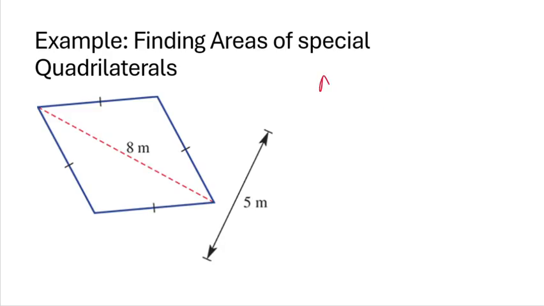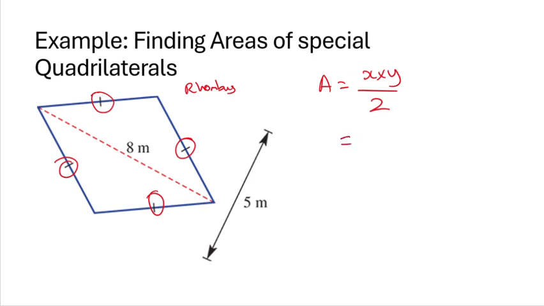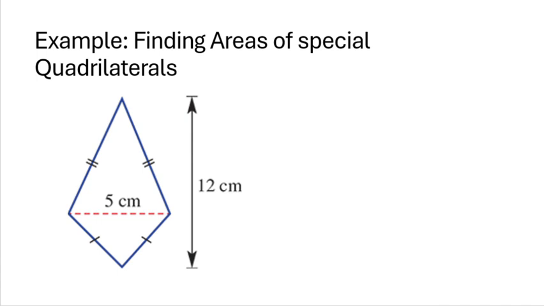Now, this is the area of a rhombus. So a rhombus has these 4 dash markings, okay? So you know it's a rhombus. It's basically x times y divided by 2. Okay, so doesn't matter which one's x, doesn't matter which one's y. Just substitute the values in. 8 times 5 divided by 2. This ends up being 40 over 2. And 40 over 2 ends up being 20 meters squared, just like that.